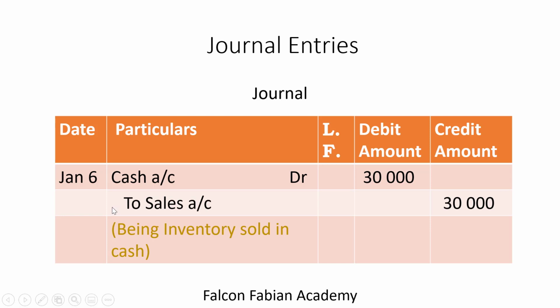Then in the next line, you would leave some space. Then the word "to" followed by the name of the account to be credited. So to sales account, and in the credit column, 30,000. And the narrative is being inventory or goods sold in cash. So cash account debit 30,000 to sales account credit, and in the credit column 30,000, and the narrative is being inventory, or you can also use the term goods sold in cash.